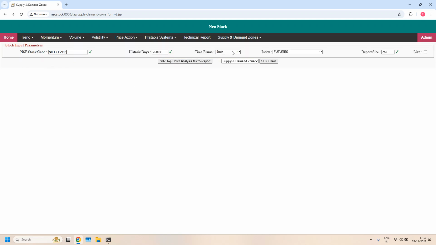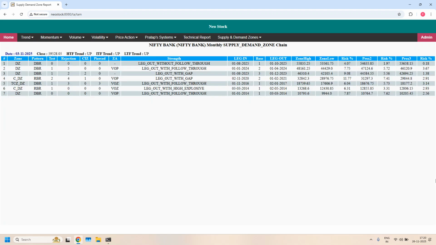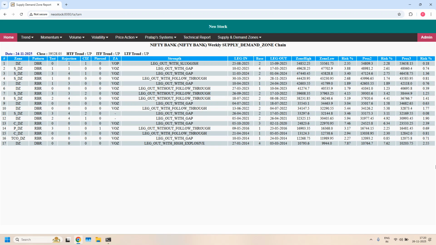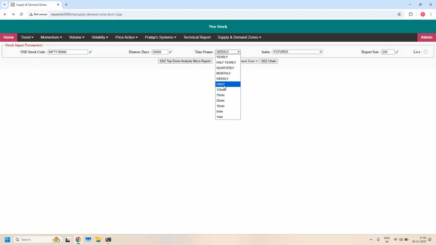NIFTY Bank is nothing but BANKNIFTY. Generating monthly supply demand zone chain for BANKNIFTY. Next, generating a weekly supply demand zone chain for BANKNIFTY. Next, generating daily supply demand zone chain for BANKNIFTY.